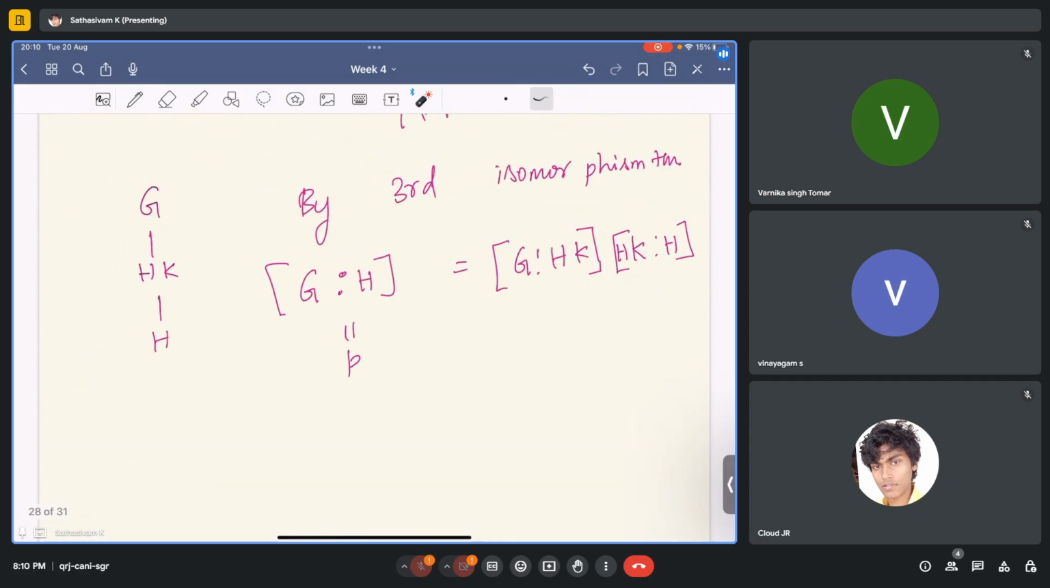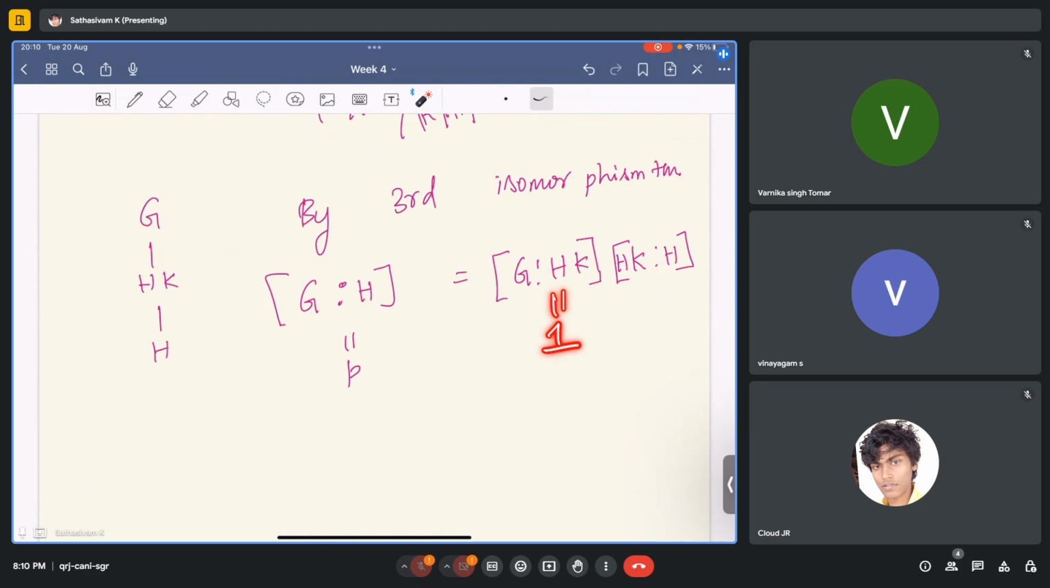So basically we want to prove that this is equal to 1. If this index is 1, because this is a subgroup of G, that means G is equal to HK. So that is the claim we want to prove. For that, what I want to say is that HK by H is non-trivial.